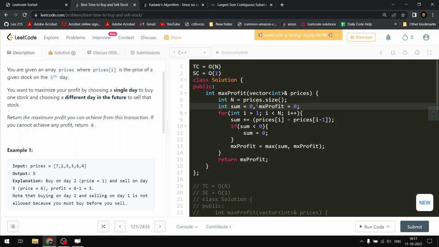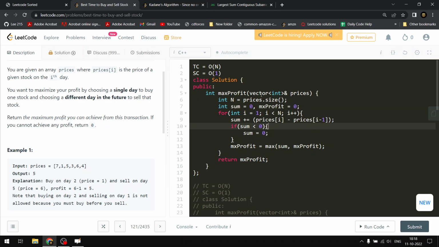Here, what I have done is I have declared a variable sum, as we did in the maximum subarray, and maximum profit, which we will be returning at the end. This is the maximum profit we have generated. In the middle we would be using the B array, right? But instead of maintaining a B array through pre-computation, I have directly used this formula here.